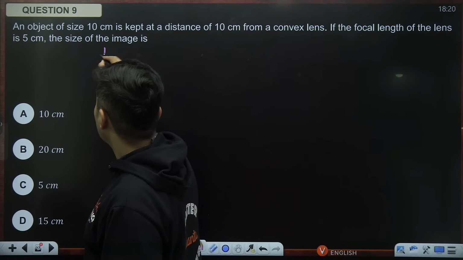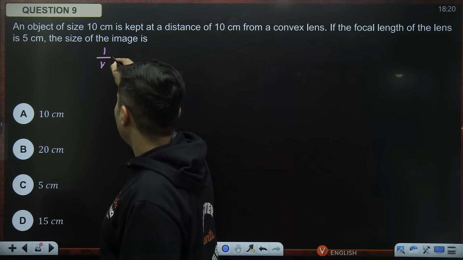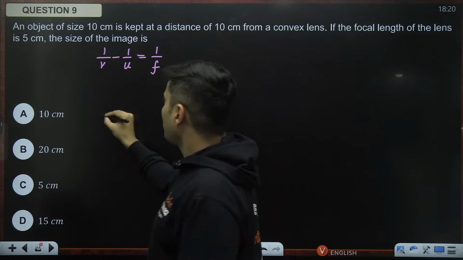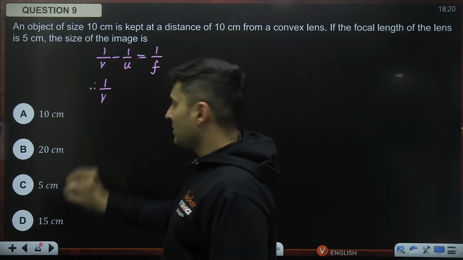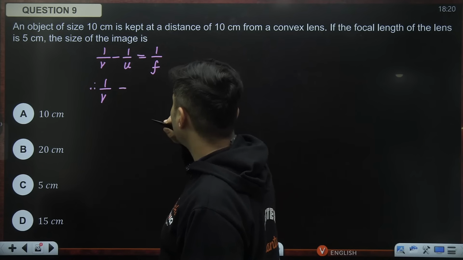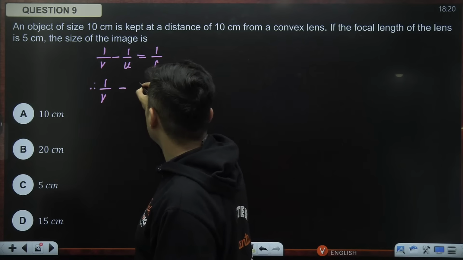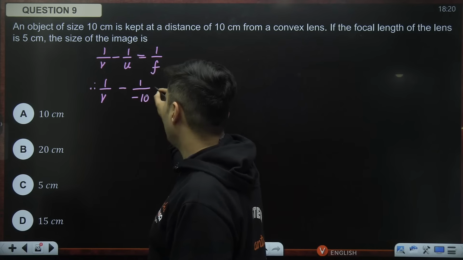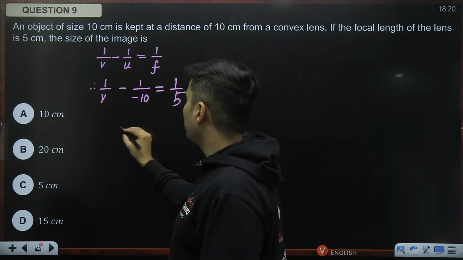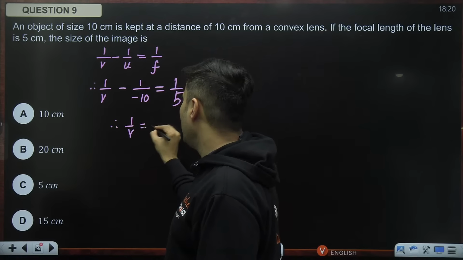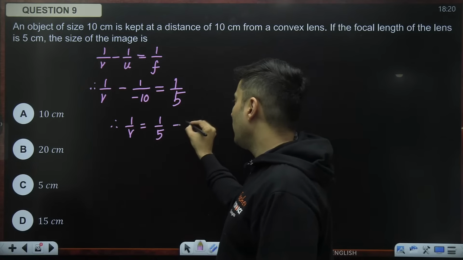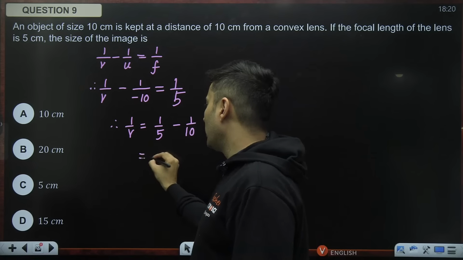So it's a lens, right? So 1 by V minus 1 by U is equal to 1 by F. So image distance only is the unknown. If I get it, I'll solve the problem. Minus 1 by object distance. Object distance is how much? 10 centimeters, but negative 10. It's having a focal length of 5. So 1 by 5 over here. So therefore 1 by V will be 1 by 5 as it is. Minus minus is plus. On this side, when you take it, it will again become negative 10 upon reciprocal.